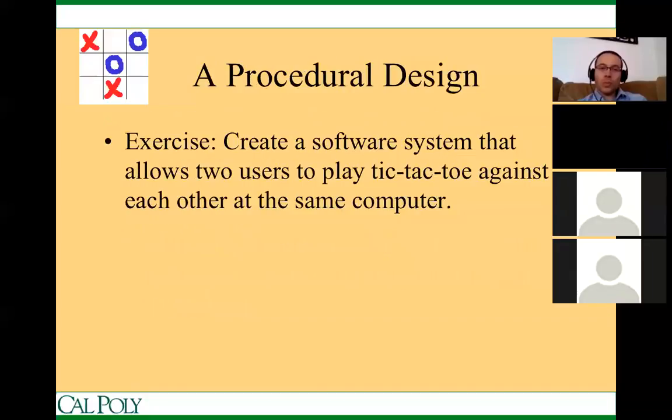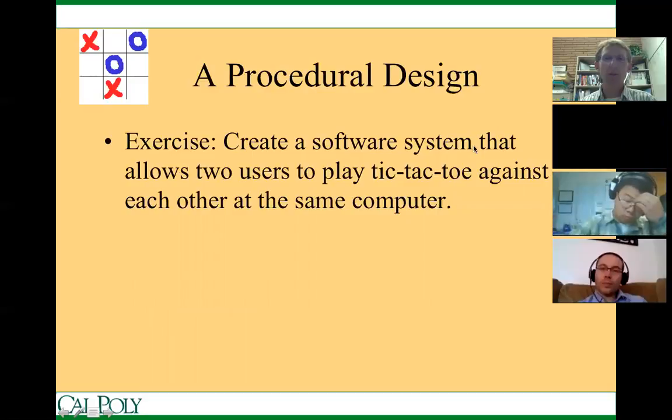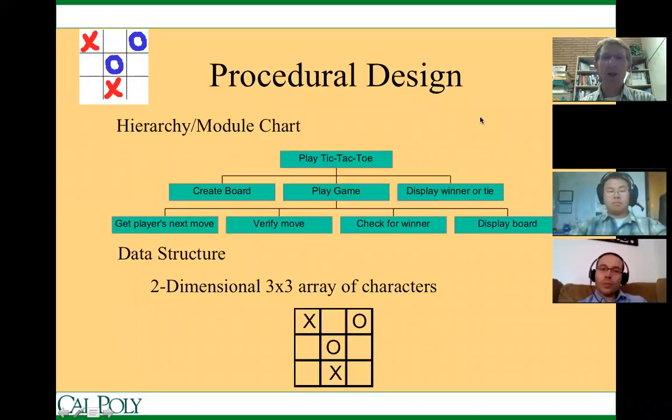Okay. So I thought I would start by mentioning a couple of slides of before we did things in an object-oriented way. We did things in a procedural way. The idea of procedural programming, procedural design looks something like this. Let's say that you were given a task to create a software system that allows two users to play tic-tac-toe against each other at the same computer. What might that look like in terms of a procedural design?